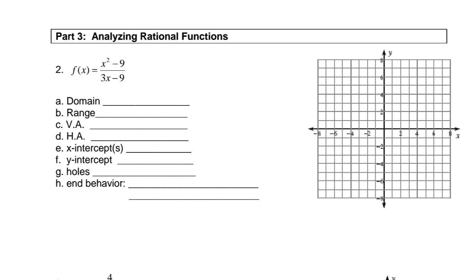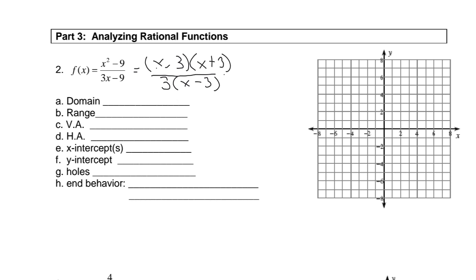So our domain is always based off of the denominator. But first things first, we should factor and simplify. So x squared minus 9 is one of those differences of squares. So we have x minus 3 times x plus 3. And then on the bottom, 3x minus 9 has a 3 in common with x minus 3 left over.